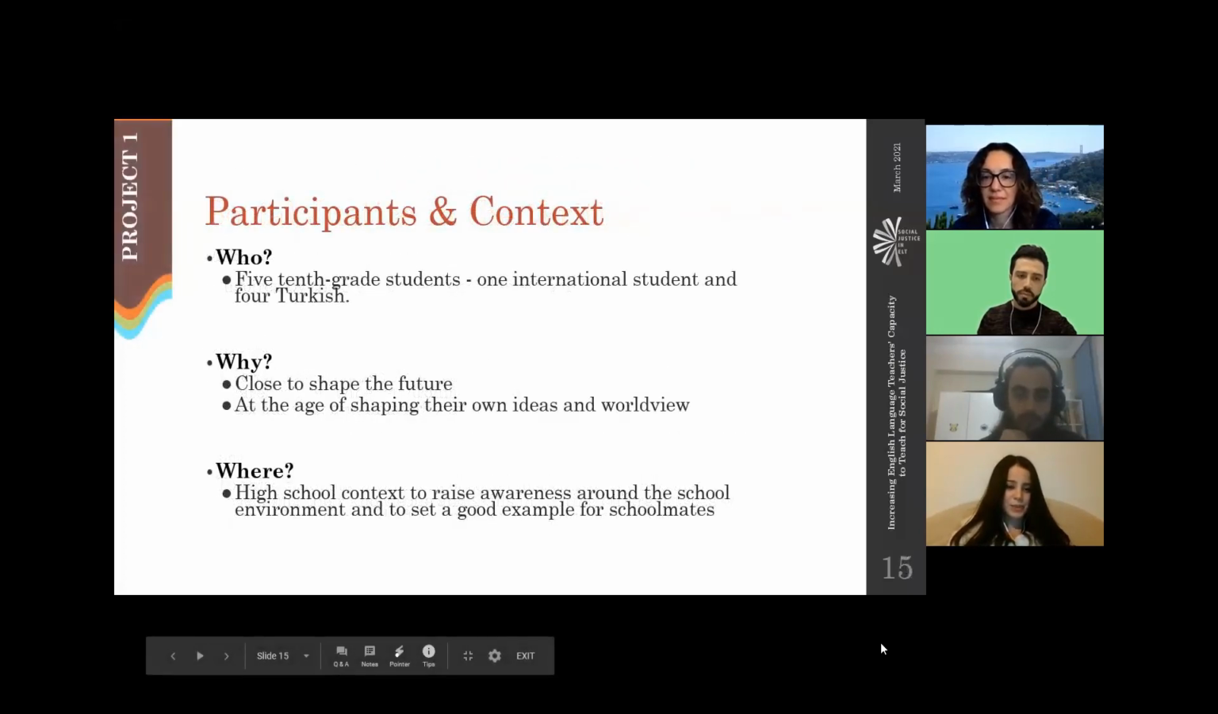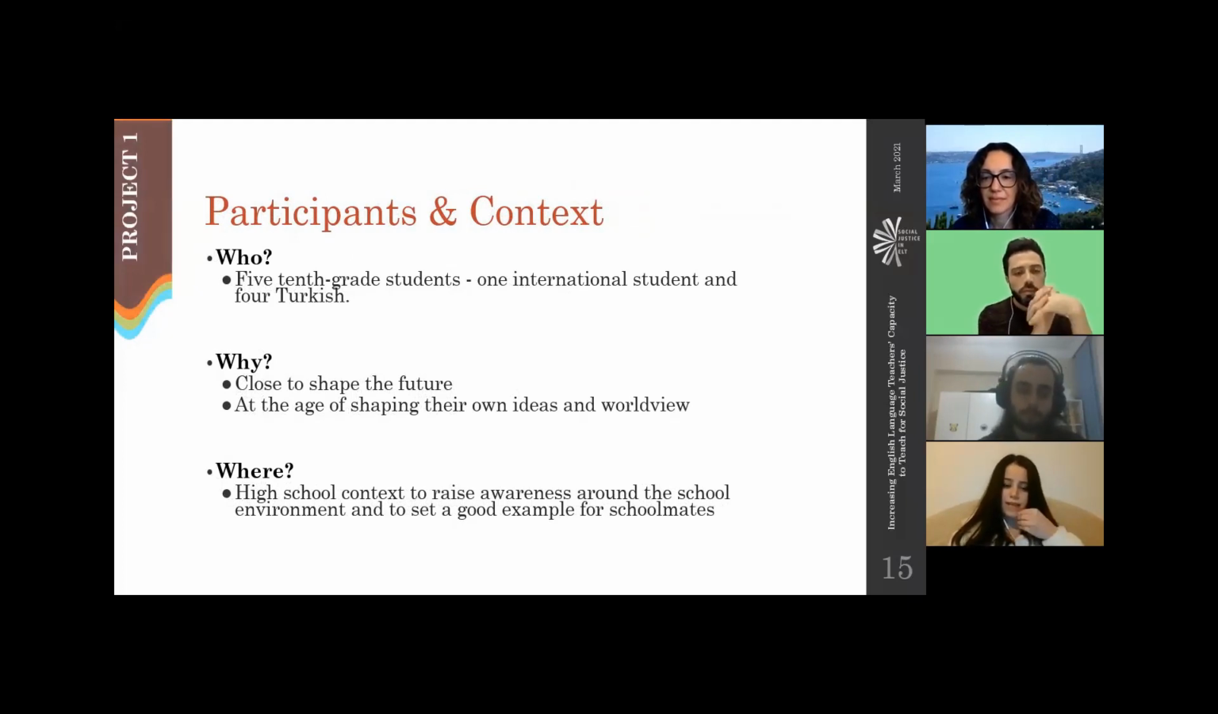And who were my project participants and what was the context? Five 10th grade students, and one is an international student, and four were Turkish. Why have I chosen this age group, these kinds of participants? Because I felt that they are close to shaping the future and they were at the age of shaping their own ideas and worldview. So I have chosen these participants.